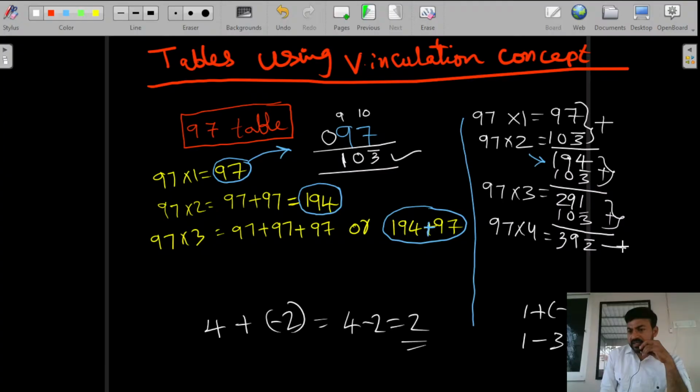Here you have to devinculate this to get the actual answer. We have only one digit with bar. Subtract last from 10: 10 minus 2 is 8. So we are doing devinculation to get the actual number. If you find a bar, that means it is in vinculated format. You have to devinculate to get the actual answer of 97 fours. We have only one digit here, apply last from 10, so 10 minus 2 is 8.